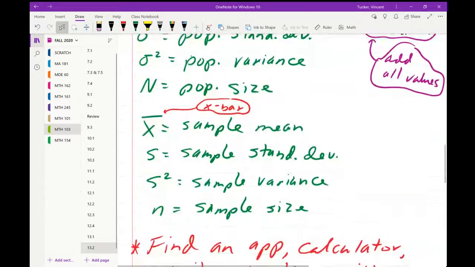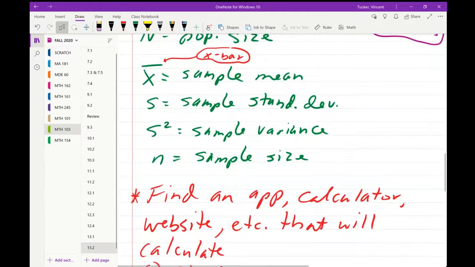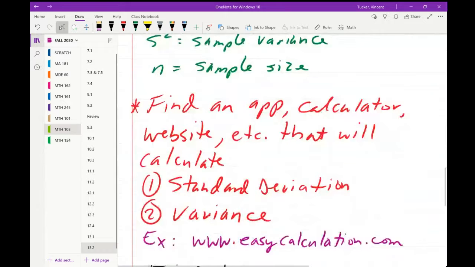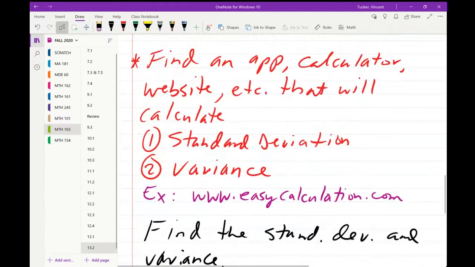All right. Next part, you want to find an app, calculator, website, or something of that nature that will calculate the standard deviation and the variance. One that I know works and that I use whenever I need it is easycalculation.com.